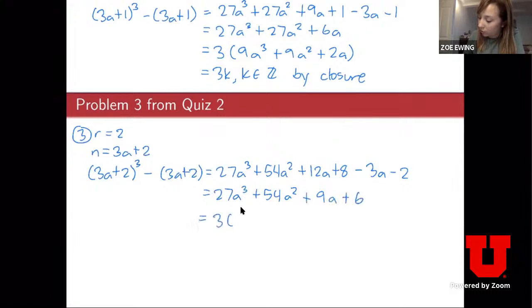And again, we can do factoring. Let's see. 54 divided by 3. My goodness, I'm having struggles today. 54 divided by 3 is 18. So we get 3 times 9a cubed plus 18a squared plus 11a plus 2. And that gives us 3k again.